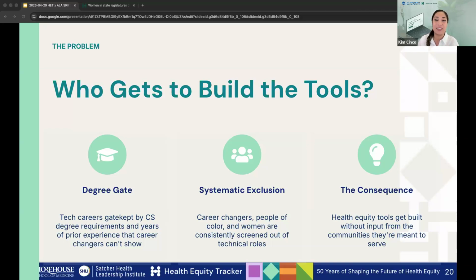And here's the consequence that matters for us. When health equity tools are built by teams that don't reflect or include the communities those tools are meant to serve, those tools reflect the absence. The features that get built, the language that gets used, what gets prioritized, all of it is shaped by who is in the room. That's why we created SEED.